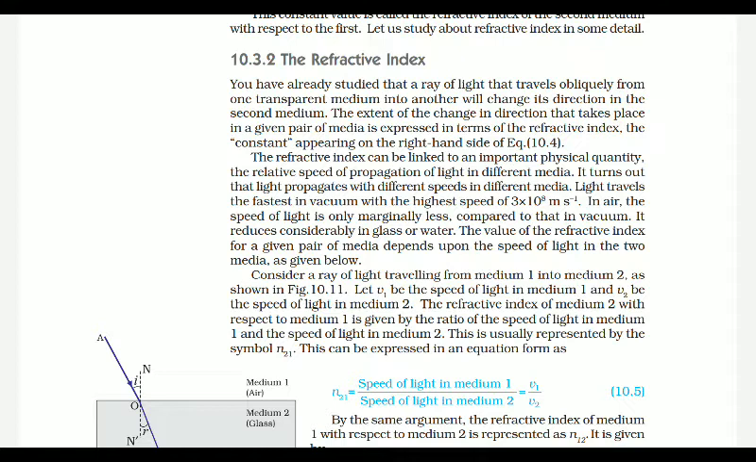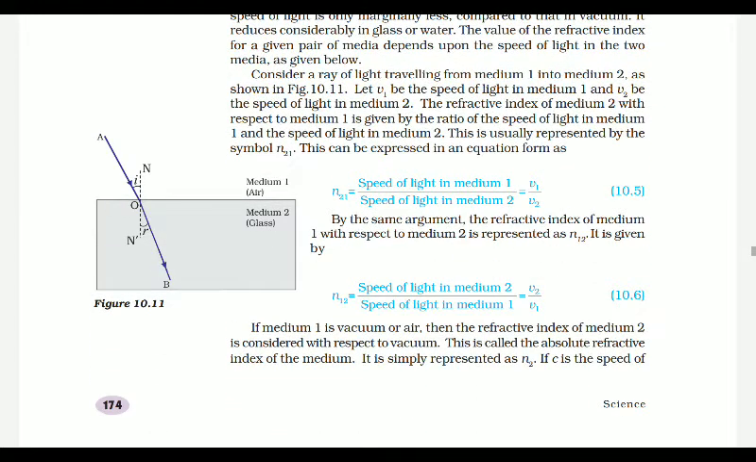Consider a ray of light traveling from medium 1 into medium 2, as shown in the figure. Let v1 be the speed of light in medium 1 and v2 be the speed of light in medium 2. The refractive index of medium 2 with respect to medium 1 is given by the ratio of the speed of light in medium 1 to the speed of light in medium 2, and this is usually represented by the symbol n21. So n21 is equal to the speed of light in medium 1 divided by the speed of light in medium 2.